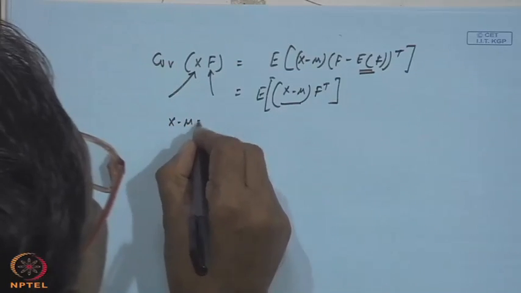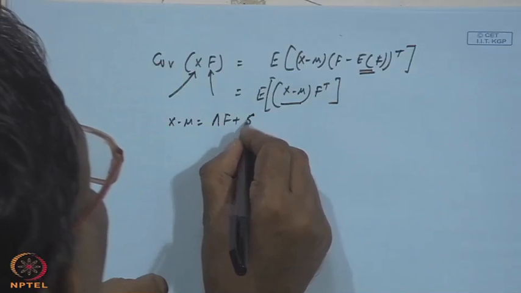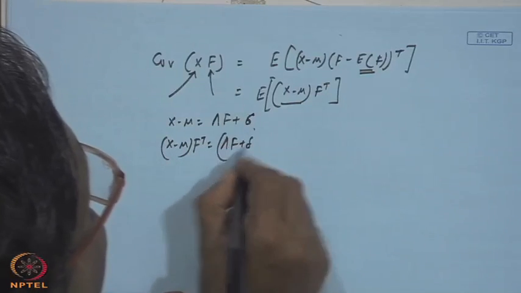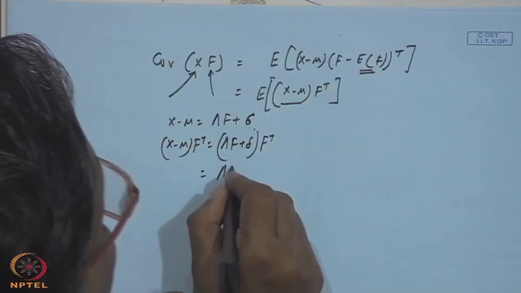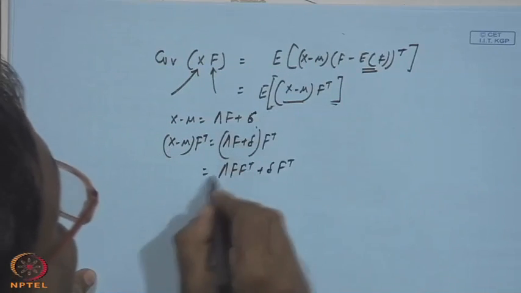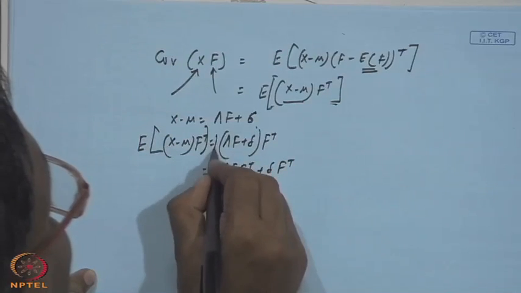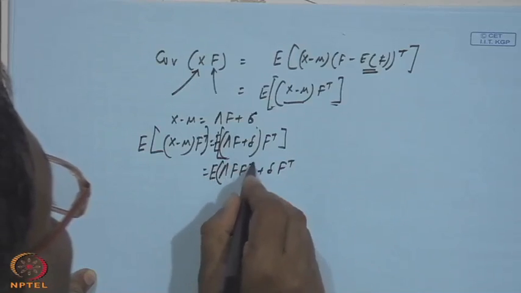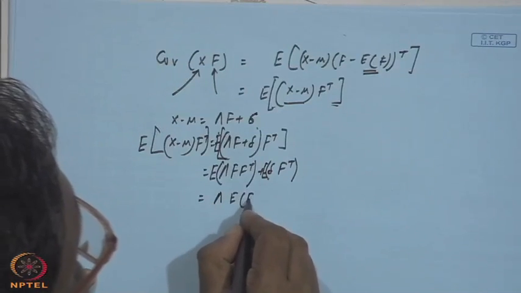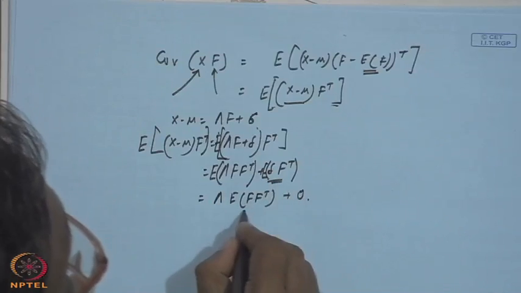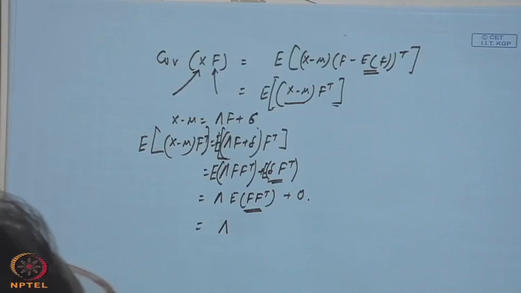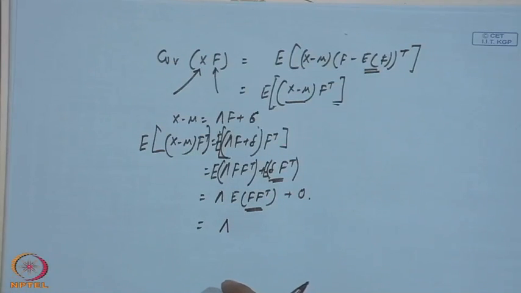Now, what is x minus mu? X minus mu is lambda f plus delta. So, x minus mu times f transpose is lambda f f transpose plus delta f transpose. Now, if I take the expected value of all those things, the delta term will be 0, and lambda will come out, with the expected value of f f transpose being I. So, the loading matrix is coming into consideration.